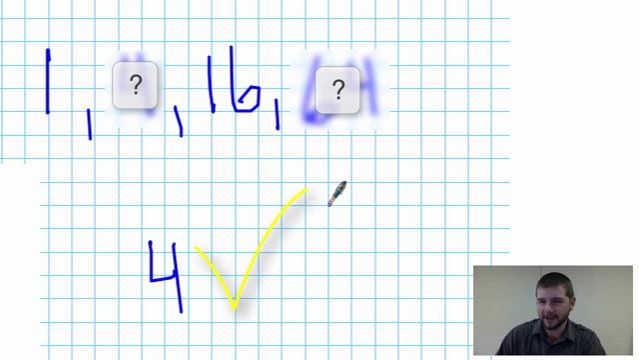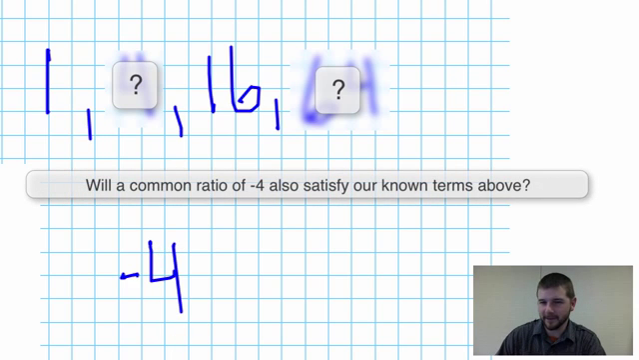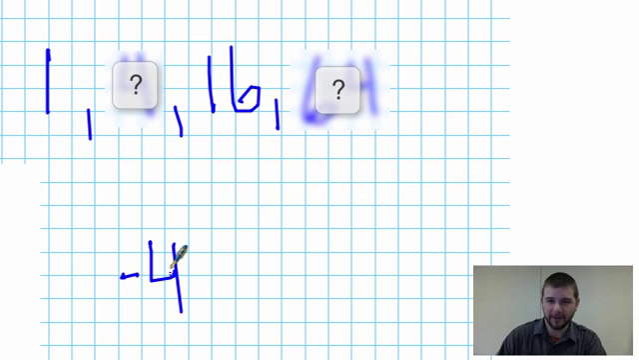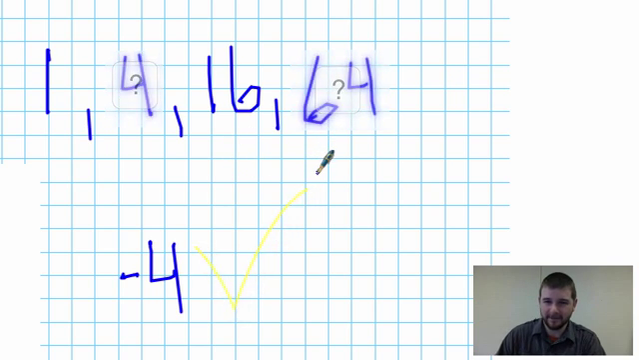In not knowing the second term or the fourth term, we have nothing to say that our common ratio isn't negative 4. Right? It's definitely a possibility that our common ratio is negative 4. That would satisfy what we know about this sequence thus far, and that is that the first term is 1 and the third term is 16. Check it out. 1 times negative 4 would be negative 4 in this unknown value. Negative 4 times negative 4 is 16, positive 16, times negative 4 would give us a negative 64.